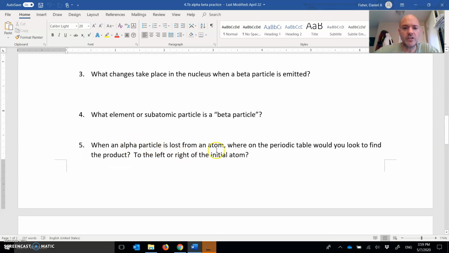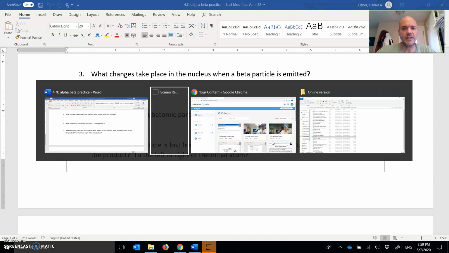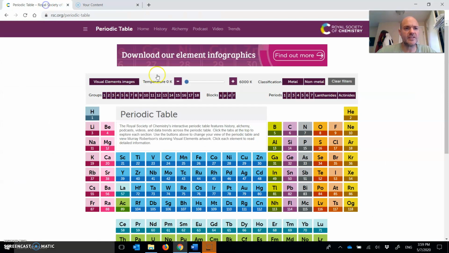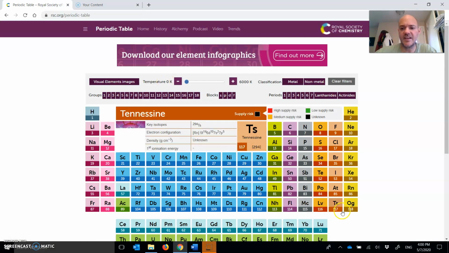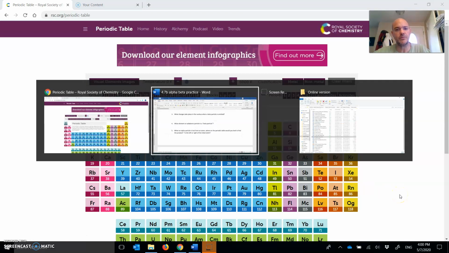When an alpha particle is lost from an atom, where on the periodic table would you look to find the product? If I look at a periodic table here, and say I have something like iodine, which goes through alpha decay, am I going to move this way on the periodic table to the left to find the daughter isotope, or am I going to move to the right to find the daughter isotope?